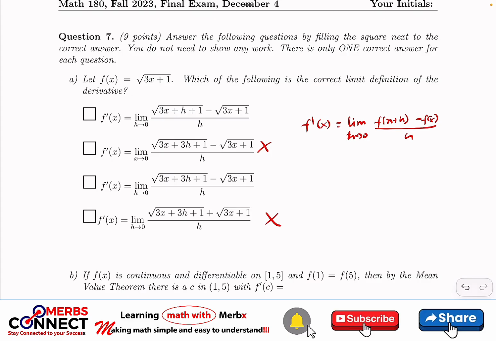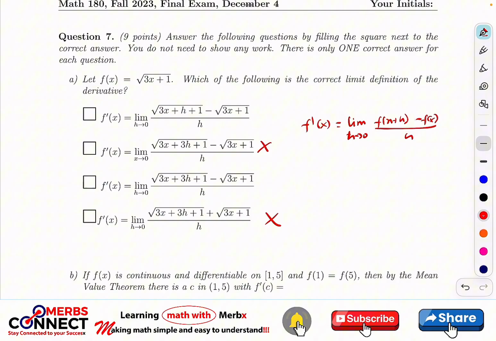So now the only thing to check here is this one, f of x plus h. Let's see if it is this or this. So now let's try and look for f of x plus h. Now we have f of x, which is equal to the square root of 3x plus 1.